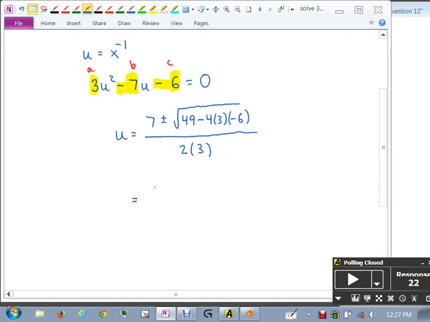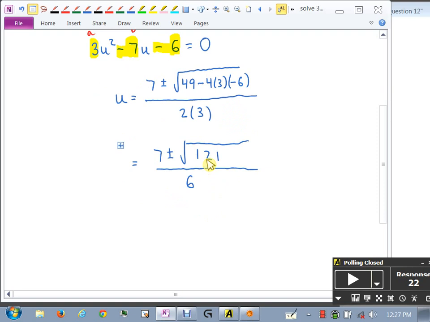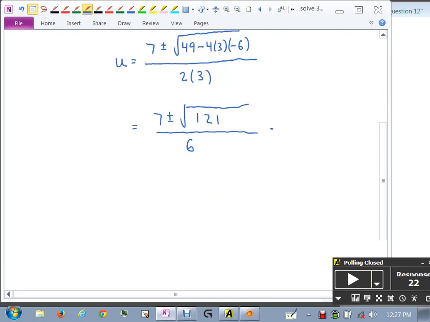So let me see what I get here. 7 plus or minus the square root of, I like to do these three numbers first. What do we get? 72 here? Plus, because it's two negatives. So plus 72. So what's 49 plus 72? 121. And 121 is a perfect square, isn't it? So the square root of 121 is 11. So we get 7 plus or minus 11 over 6. And now we look at the two possibilities. What's 7 plus 11? 18 divided by 6 is 3.